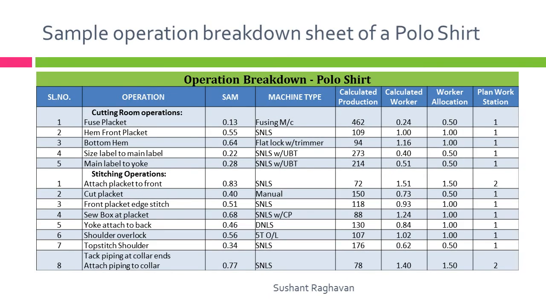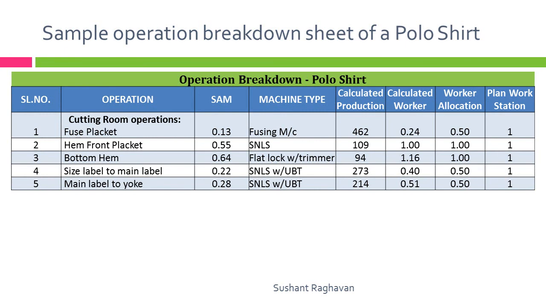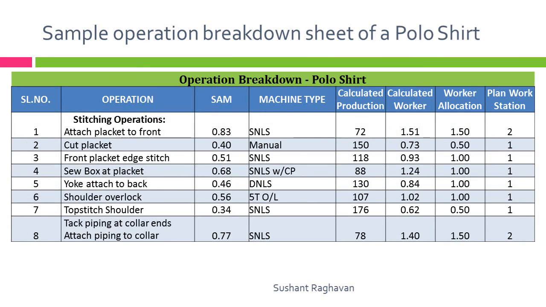Sample operation breakdown sheet of a polo shirt. Operation breakdown, polo shirt. Serial number, operation, SAM, machine type, calculated production, calculated worker, worker allocation, plan workstation. Cutting room operations: fuse placket, hem front placket, bottom hem, size label to main label to yoke. Stitching operations.